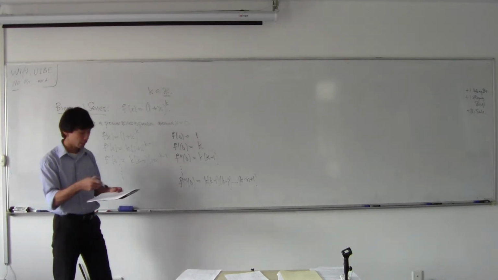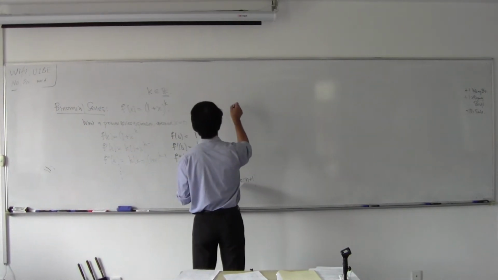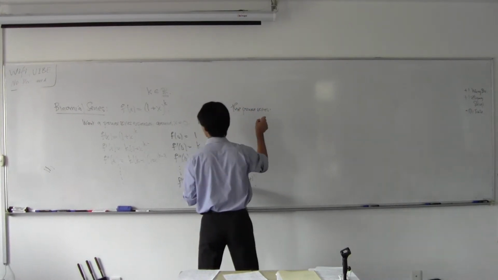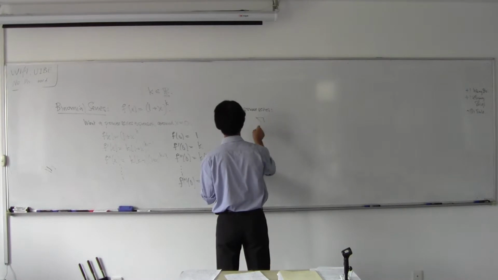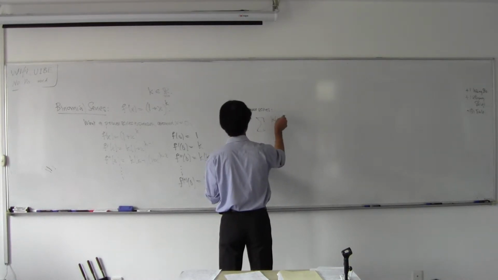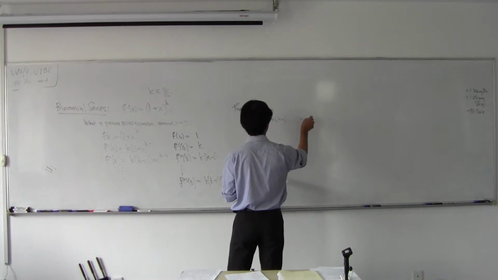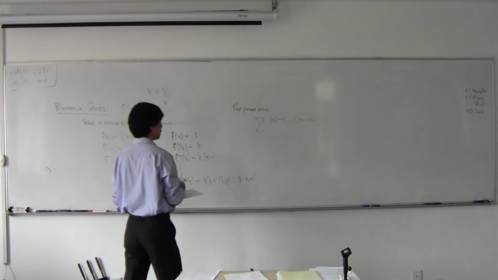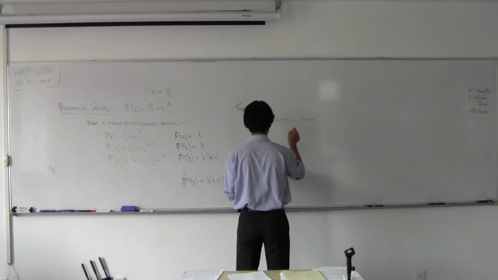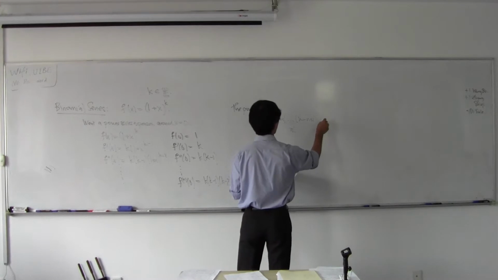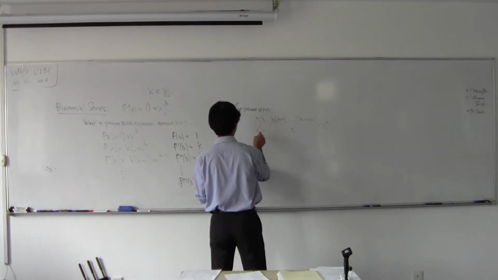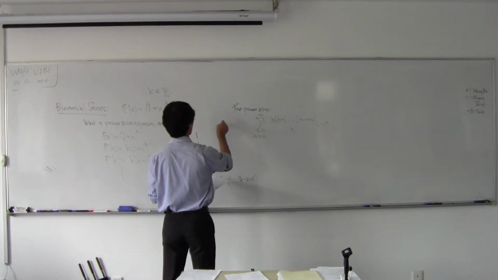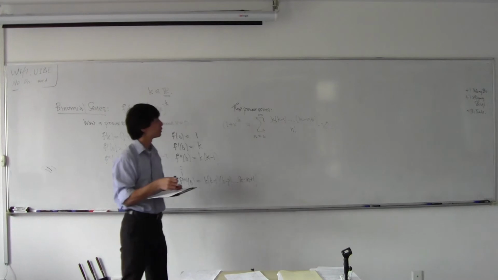Okay, and then you set up your power series, right? So the power series is going to be the summation of k(k-1)...(k-n+1) over n factorial, x to the n, from n equals 0 to infinity. So (1+x)^k. What's this?